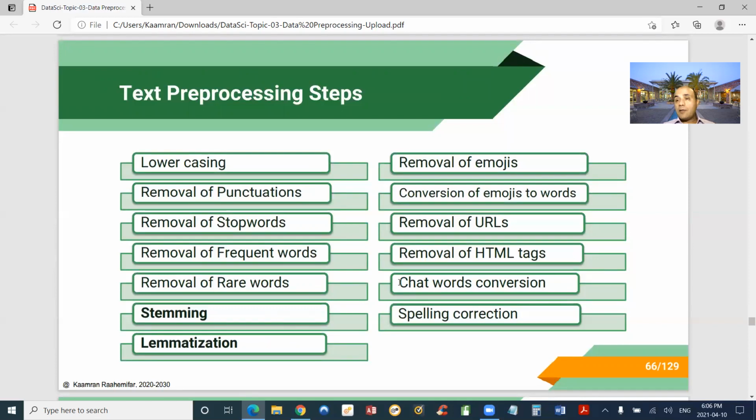Do you want to remove them? Do you want to interpret them? And how do you want to interpret them? We know that some of the text components, words, sentences, may be lowercase versus uppercase.